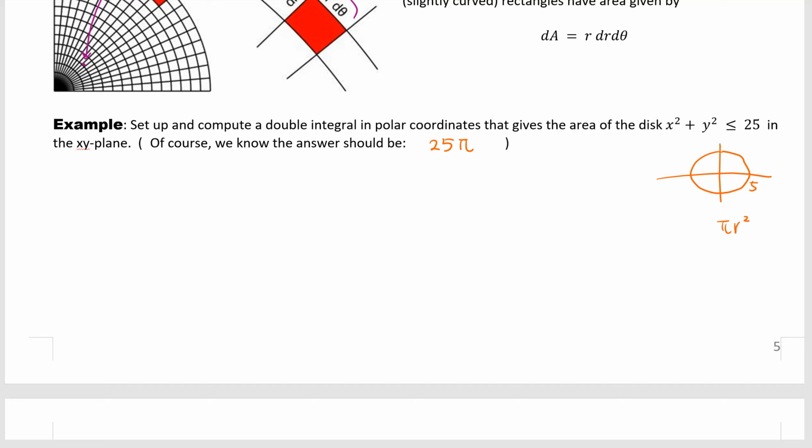Okay, so now let's set up the double integral in polar coordinates. So what do we do here?